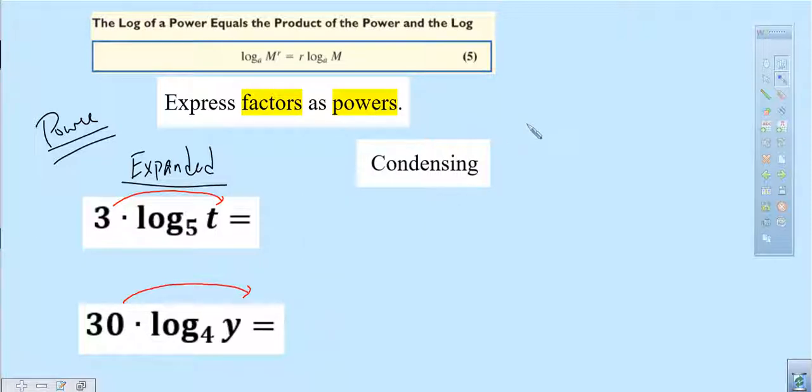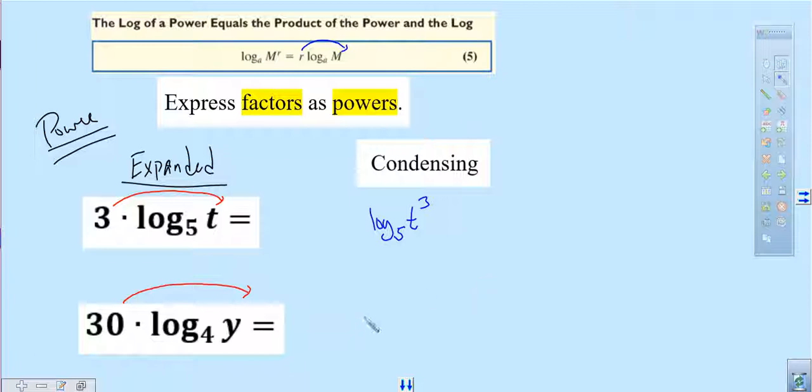Okay, so now we want to go the other way, and we're still looking at the power rule, so looking at them one at a time. In this case, we have a logarithm with a base and an argument. We want to take that number out in front and move it back onto the argument. So this would be log base 5 of t to the third power.